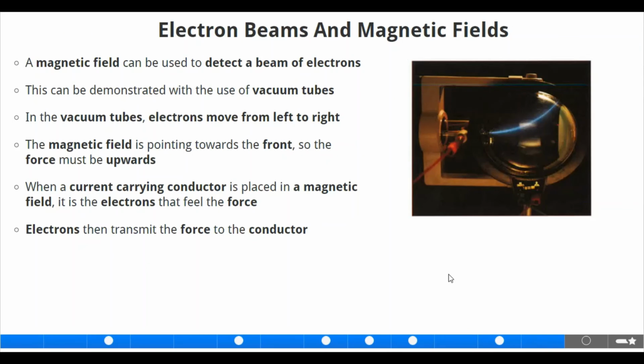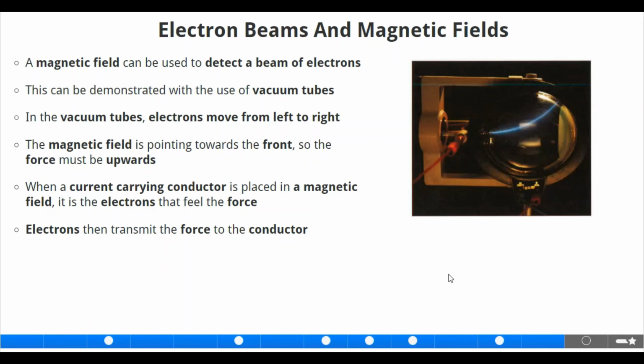Now, electron beams and magnetic field. A magnetic field can be used to deflect beams of electrons. This can be demonstrated with the use of vacuum tubes. In the vacuum tubes, electrons move from left to right. The magnetic field is pointing towards the front. So the force must be upwards. When a current carrying conductor is placed in a magnetic field, it is the electrons that feel the force.